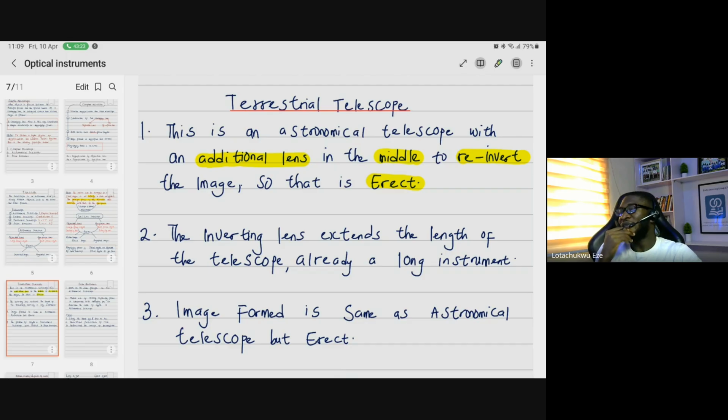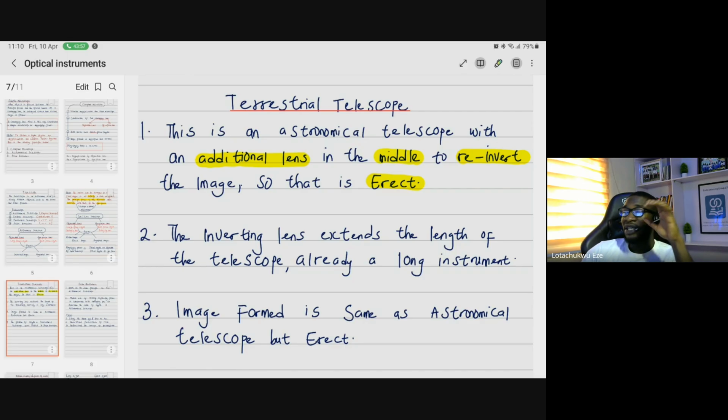Now, this time around, the terrestrial telescope is longer than the astronomical telescope because of the additional lens. Remember that the telescope is already a long instrument. So putting an additional lens means the terrestrial telescope and the Galilean telescope are simply modifications of the astronomical telescope, each having its own challenges. With the terrestrial, it is now longer. The issues of height are still there for the terrestrial telescope.